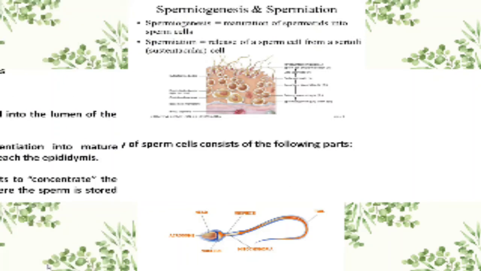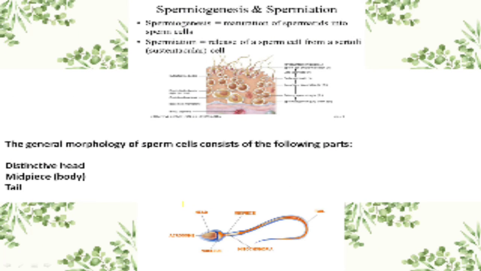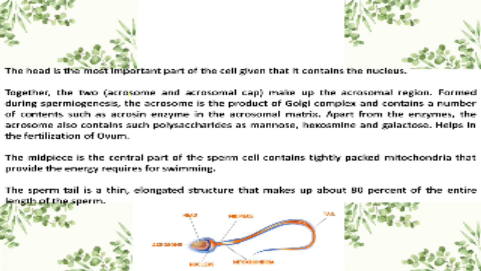Now come to the structure of the sperm. Sperm has the following parts: head, middle piece, and the tail. You can see the head here, right? Mid piece and the tail. Now, the head, which you can see here, is the most important part of the cell, as it contains the nucleus. You can see the nucleus inside.